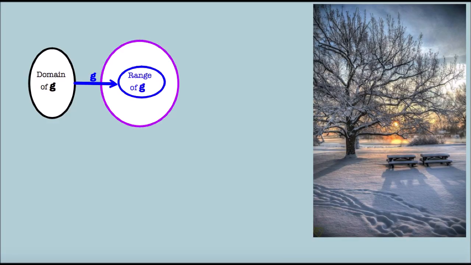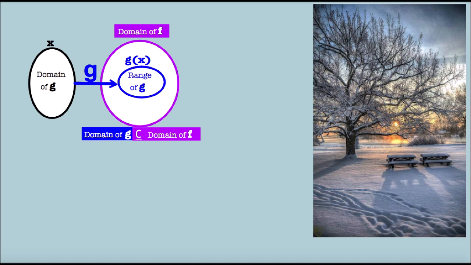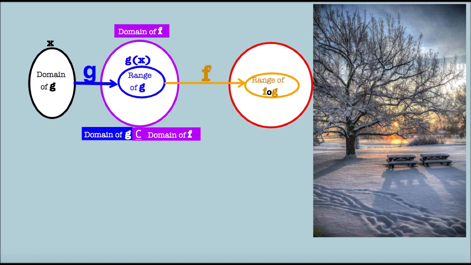The domain of g is mapped to the range of g through the function g, such that x becomes g of x. The range of g is included in or equal to the domain of f. This is then mapped through the function f into the range of f composed with g. The range of f composed with g is included in or equal to the range of f.